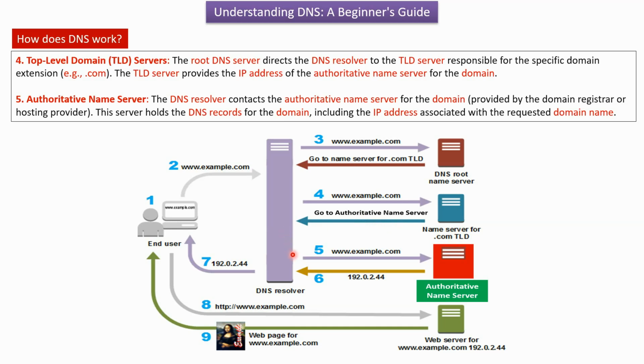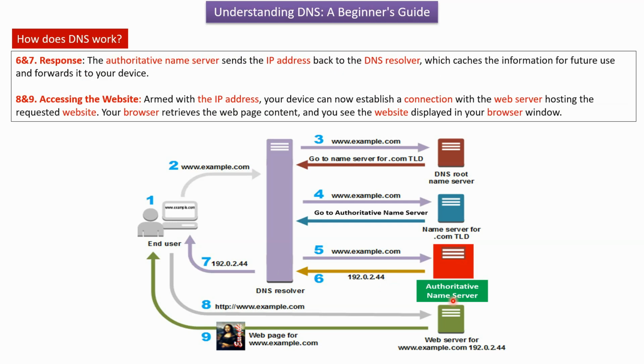The step 5 is the DNS resolver sends www.example.com to the authoritative name server. The DNS resolver contacts the authoritative name server for the domain. This server holds the DNS records for the domain, including the IP address associated with the requested domain name. So this authoritative name server provides the IP address back to the DNS resolver. The sixth step is the authoritative name server provides the IP address of www.example.com to the DNS resolver. The DNS resolver caches the information for future use, and the seventh step is to forward the IP address to your device. And now your device has the IP address.